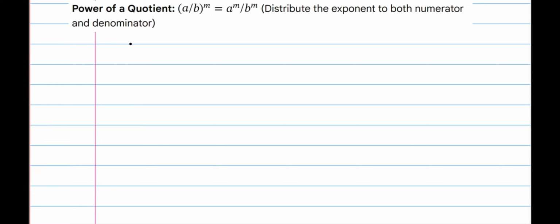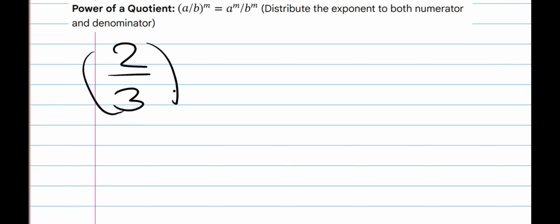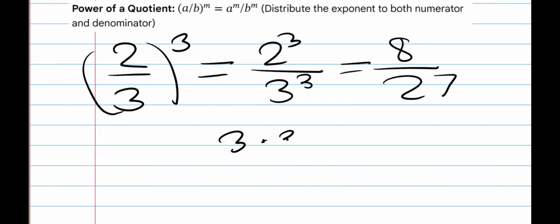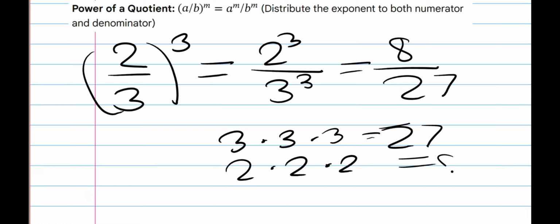Another example would be (2 over 3) to the power of 3, cubed. So if I distribute it again to the numerator and denominator, that would be 2 cubed over 3 cubed. And that would give us 8 over 27, because the value of 3 times 3 times 3, or 3 cubed, is 27, and the value of 2 times 2 times 2 is 8. And that would give us the value 8 over 27.